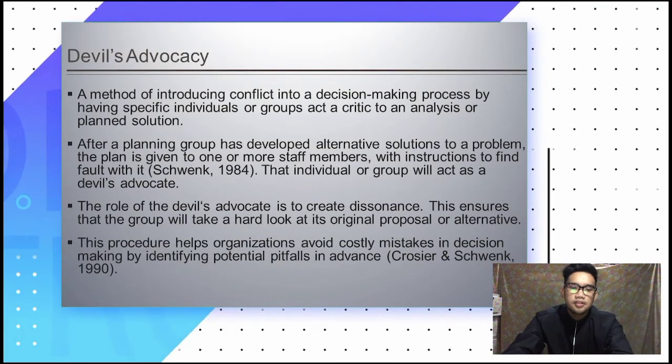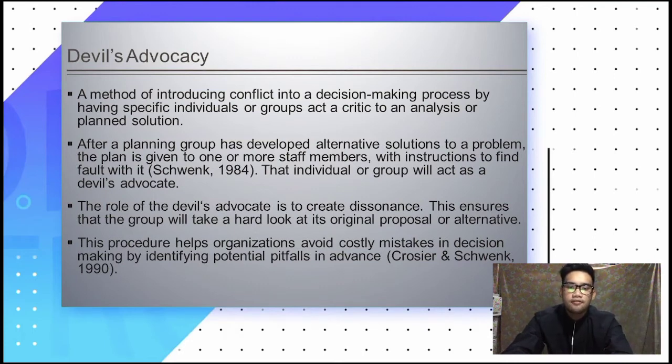First is the devil's advocacy. Devil's advocacy is a method of introducing conflict into a decision-making process by having a specific individual or group act as a critic to an analysis or planned solution. That individual or group will act as a devil's advocate.